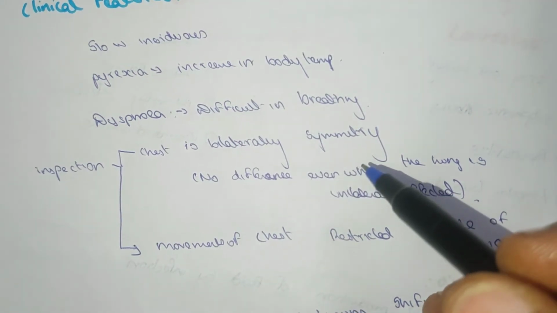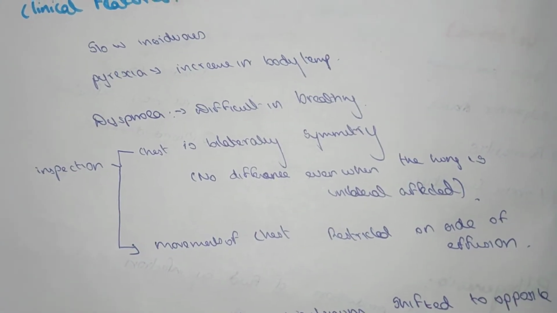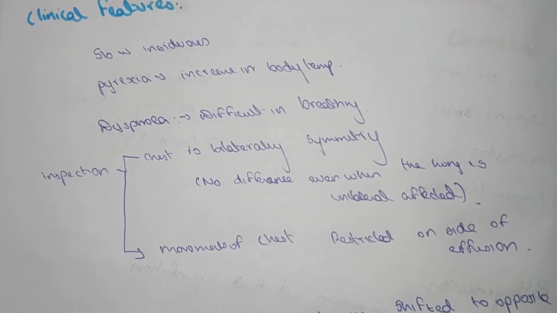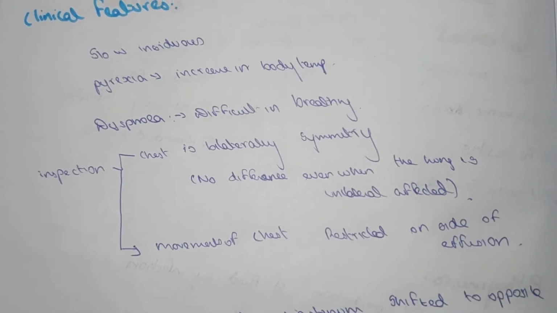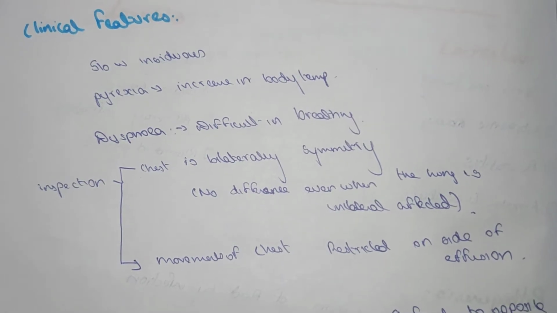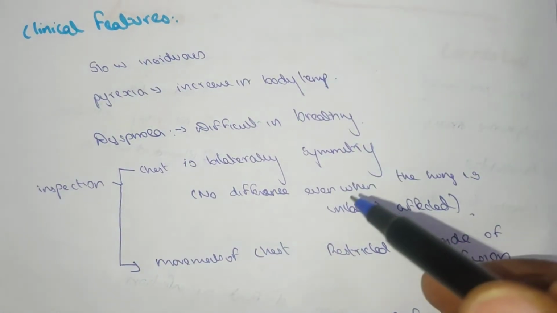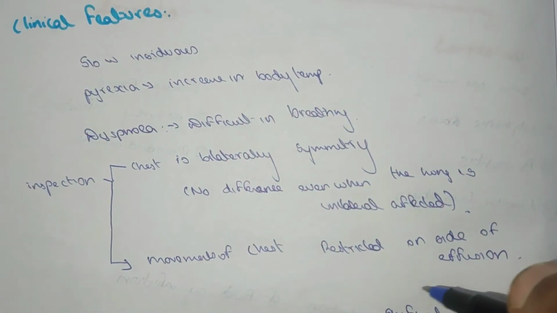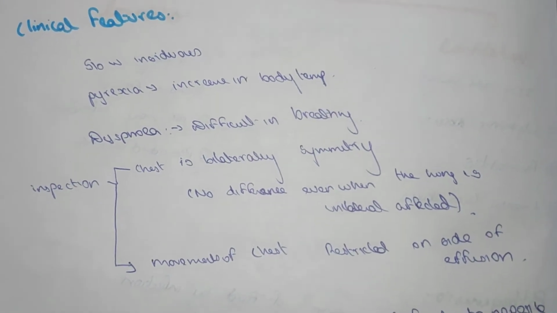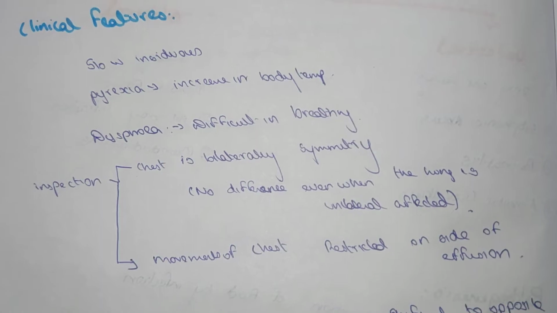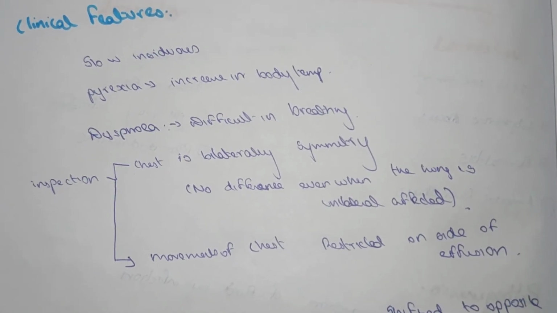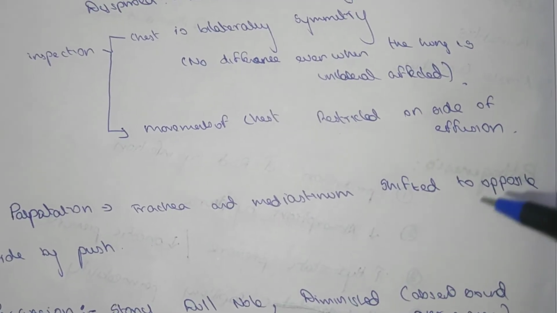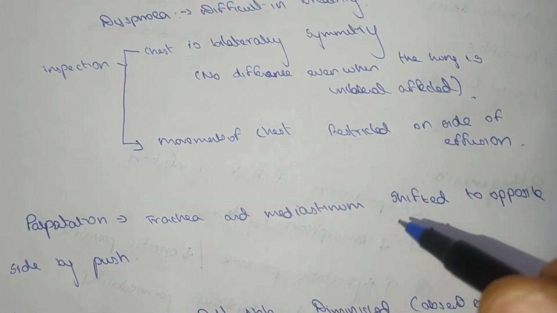Now we will see the inspection. The chest is bilaterally symmetrical. Both sides of the chest are symmetrical even when there is pleural effusion in one lung. When we see from outside, both lungs are equally bilaterally symmetric, with no difference even when the lungs are unilaterally affected. The movement of chest is restricted on the side of effusion. When the left side gets pleural effusion, the left side movement gets restricted. Normal breathing movements are restricted, and we can't see the normal breathing movement.